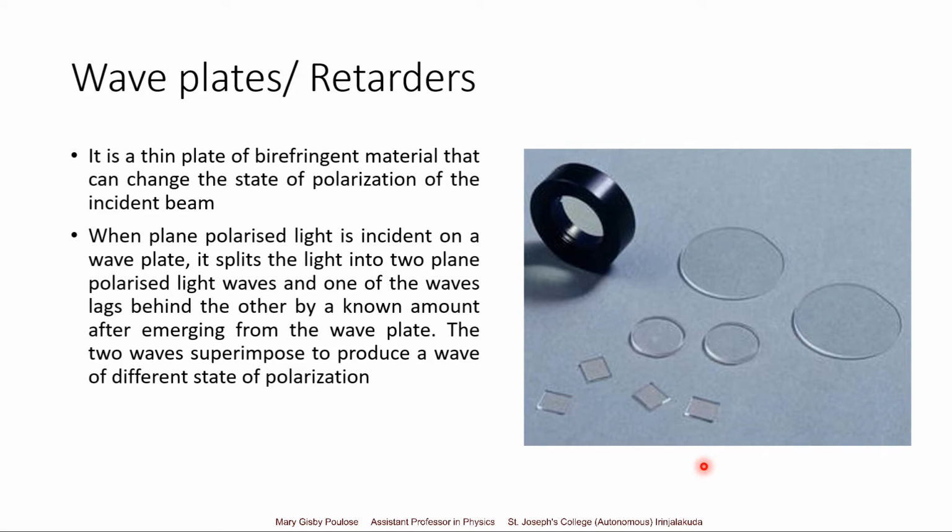Now, what do you mean by a wave plate or retarder? It is a thin plate of birefringent material that can change the state of polarization of the incoming beam. When plane polarized light is incident on such a wave plate, it splits the light into two plane polarized light waves, O ray and E ray, and one of the waves lags behind the other by a finite amount of phase after emerging from the wave plate. The two waves will superimpose there to produce a wave of different state of polarization.